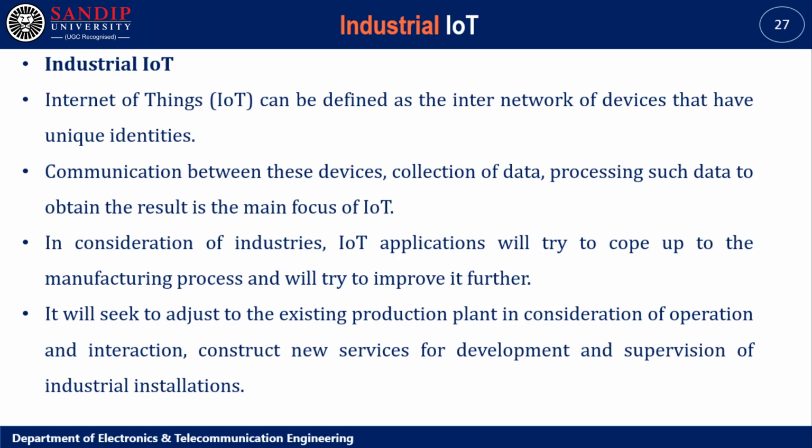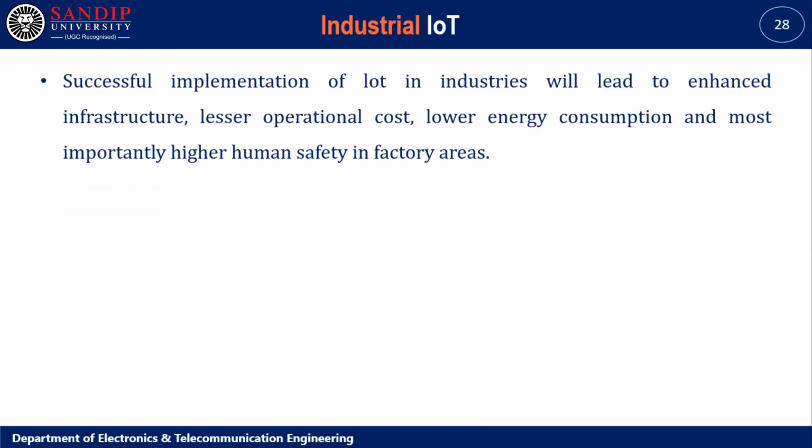It will seek to adjust to the existing production plant in consideration of operation and interaction, and construct new services for development and supervision of industrial installation. Successful implementation of IoT in industries will lead to enhanced infrastructure, lesser operational costs, low energy consumption, and most importantly, higher human safety in factory areas.